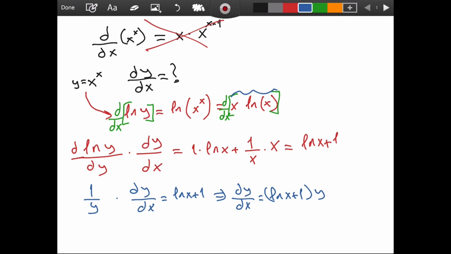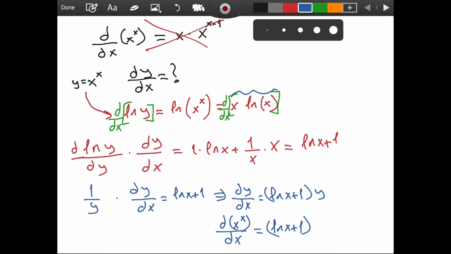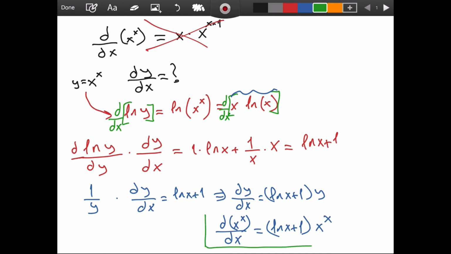So what is dy/dx? We defined it to be d/dx of x raised to the power of x. So this is the derivative that we are looking for. And we are very close to finding it. We have ln x plus 1. And what is y? We defined it as, it is right here, x raised to the power of x. So we actually did it. We have a formula for finding the derivative of x raised to the power of x with respect to x. It turns out to be x raised to the power of x times the quantity ln x plus 1.